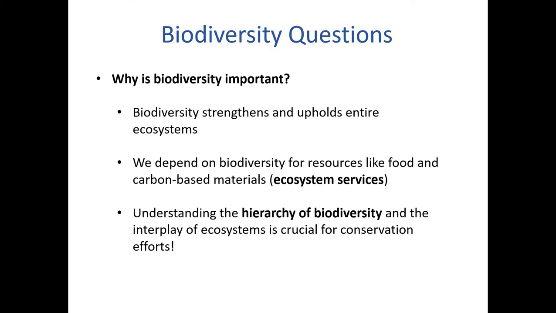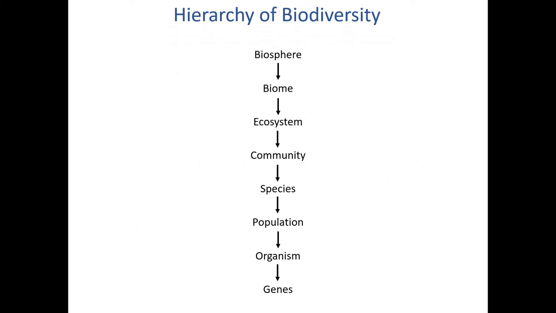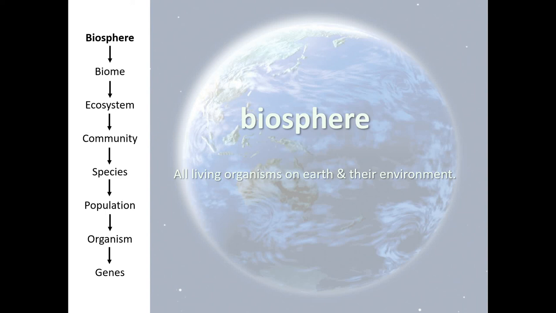So what is the hierarchy of biodiversity? It goes something like this. It's just the different levels, breaking down the diversity at each stage of these ecosystems. We start from the biosphere, which is basically all organisms living on Earth, and we go all the way down to the genetics of individual organisms. Let's just run through this real quick. The biosphere again comprises all living organisms on Earth and their environment.